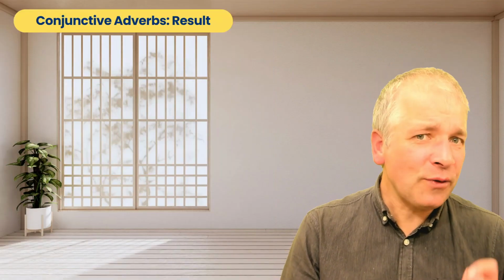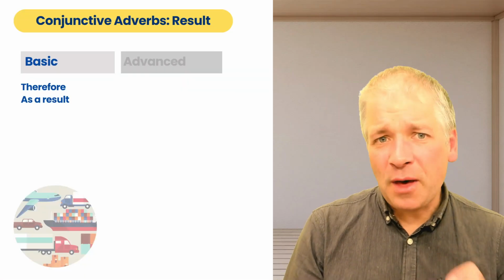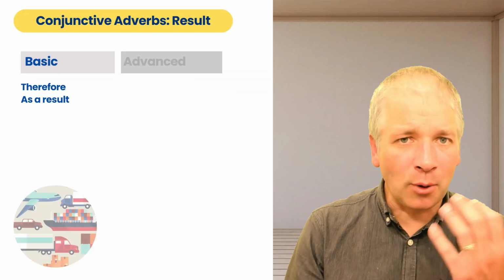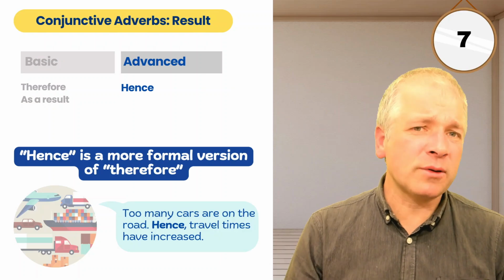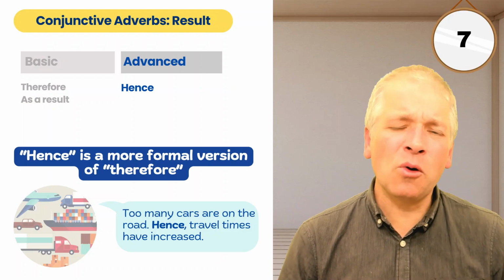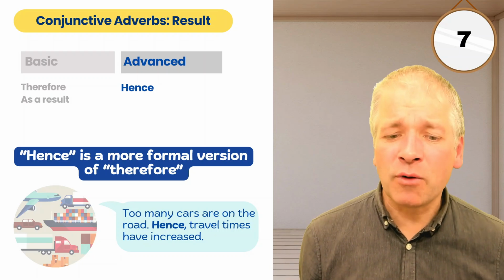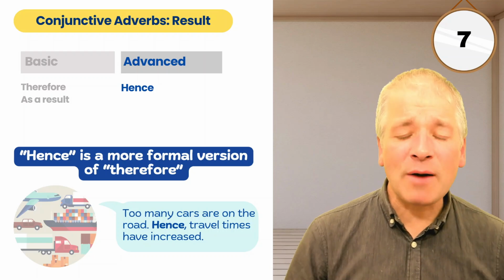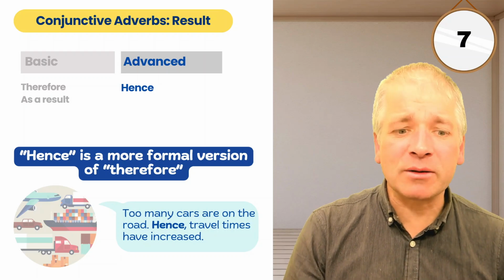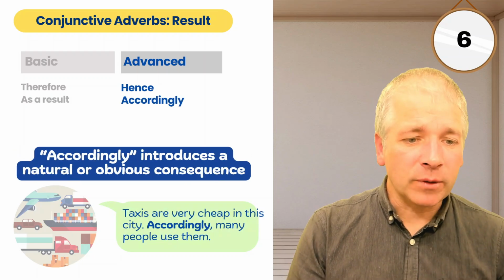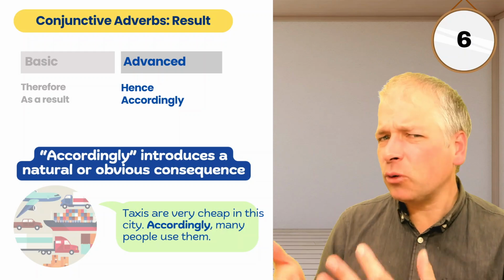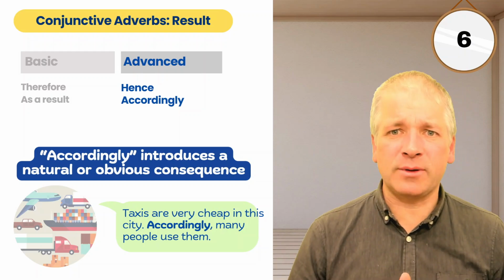Okay, conjunctive adverbs of result. Therefore and as a result are the more basic ones, but we can also use hence, which is a more formal version of therefore. Too many cars are on the road, hence travel times have increased. Or accordingly, which introduces a natural or obvious consequence of something.